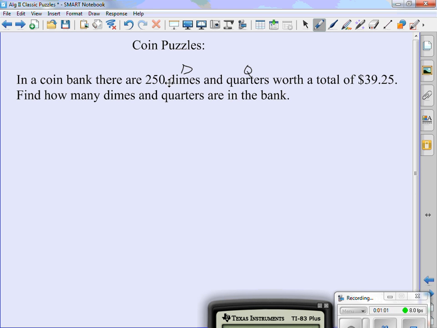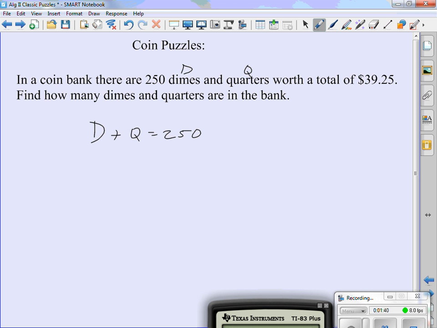The first thing I know, there are 250 coins, or 250 dimes and quarters. How can I change that into an equation? It's not 250D. What am I doing with these coins? Add them to get 250, right? D plus Q equals 250. That is the total number of coins. I have so many dimes, so many quarters. I know there's a total of 250 of them. That's the first one.